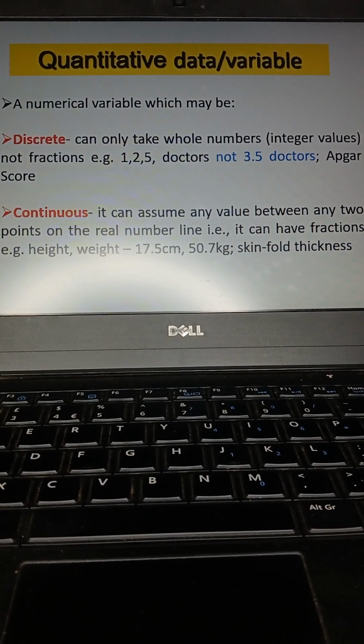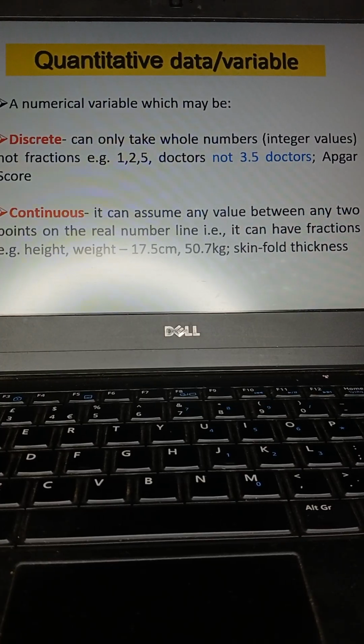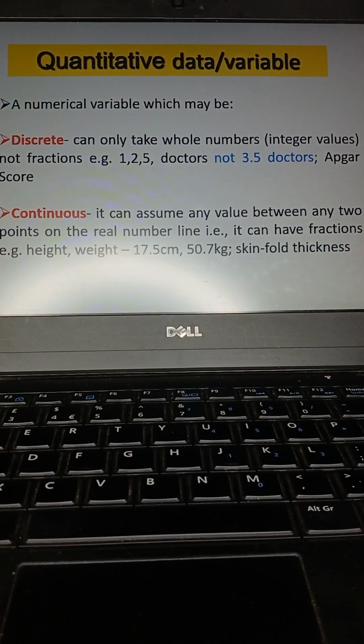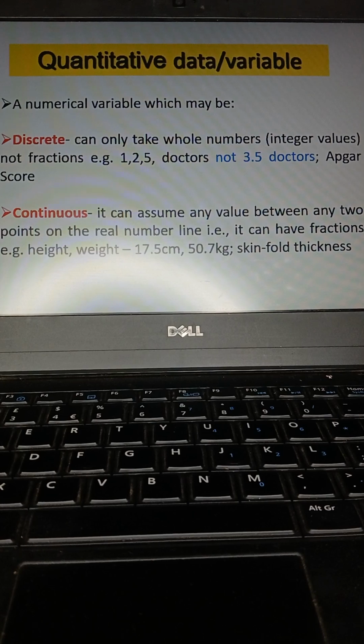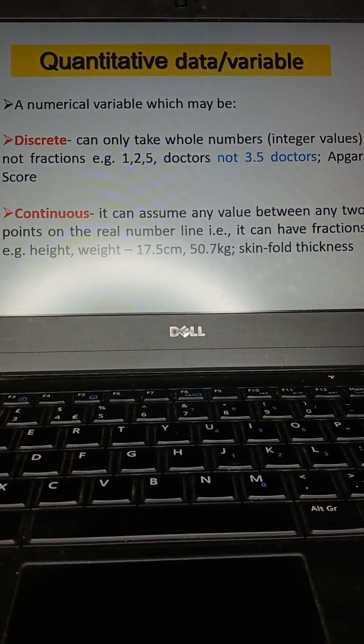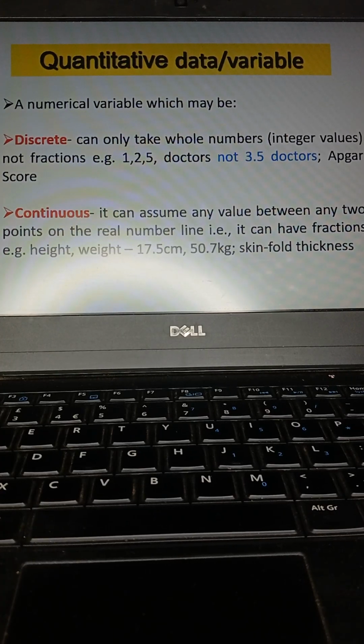Also, let's look at continuous. Something continuous has continuity. It can assume any value between any 2 points on the real number line. I remember we did real numbers during our simple arithmetic back then in school. That is, it can have fractions. Something like height, something like weight. We can easily say my weight is 60.7 kilogram and my height is 17.5 centimeter. So these are the 2 numerical variables, and we say it can either be discrete or continuous.